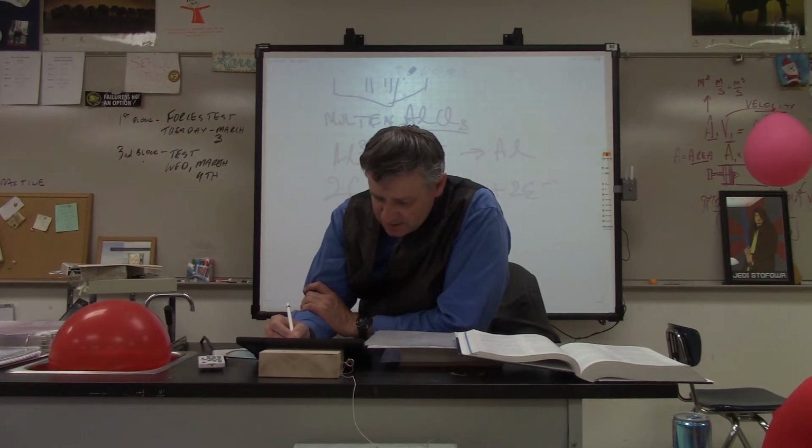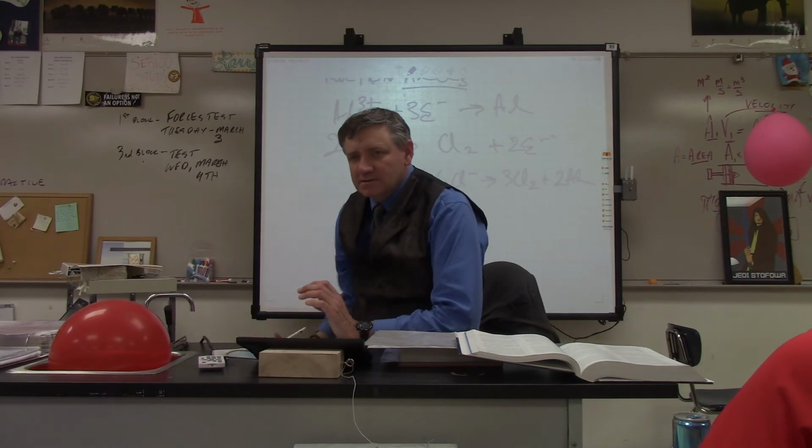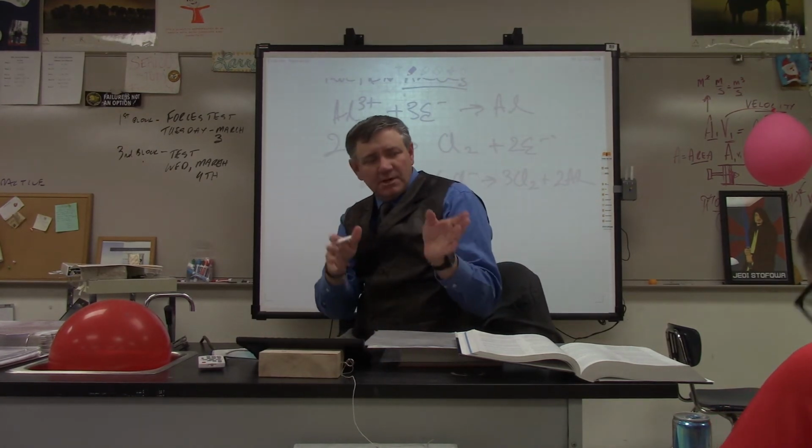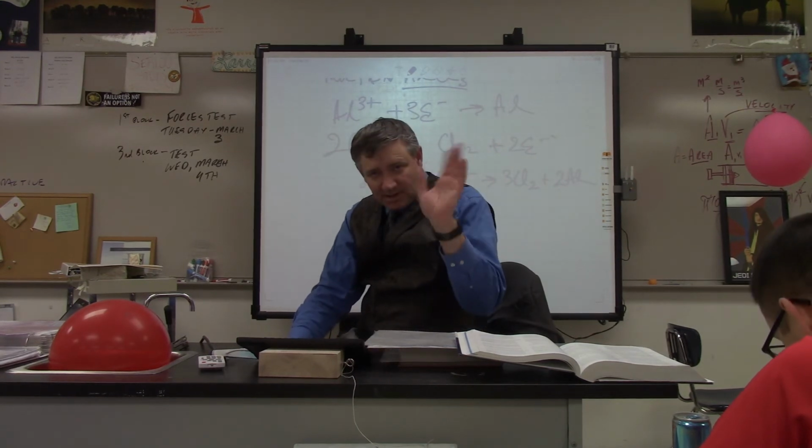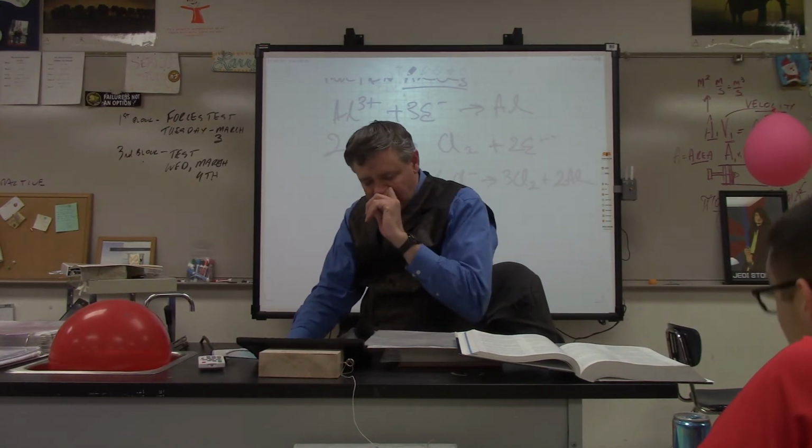6 Cl minus, yielding 3 Cl2 plus 2 Al. Okay, so I'm going to be forming aluminum and I'm going to be forming chlorine gas. Okay, so I can make pop cans and then have a poisonous gas.